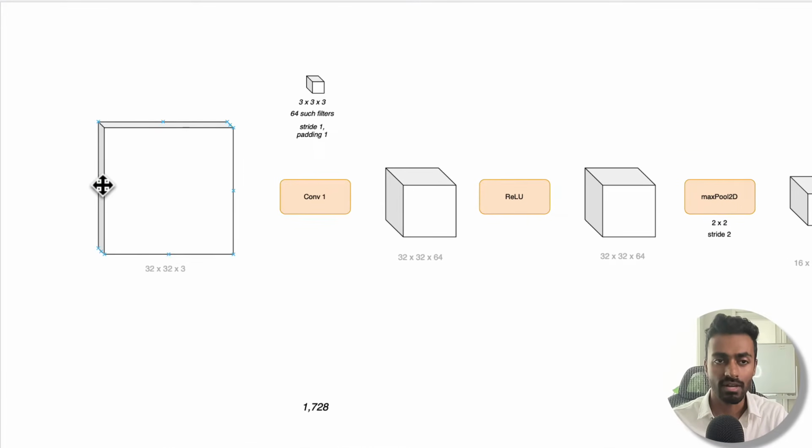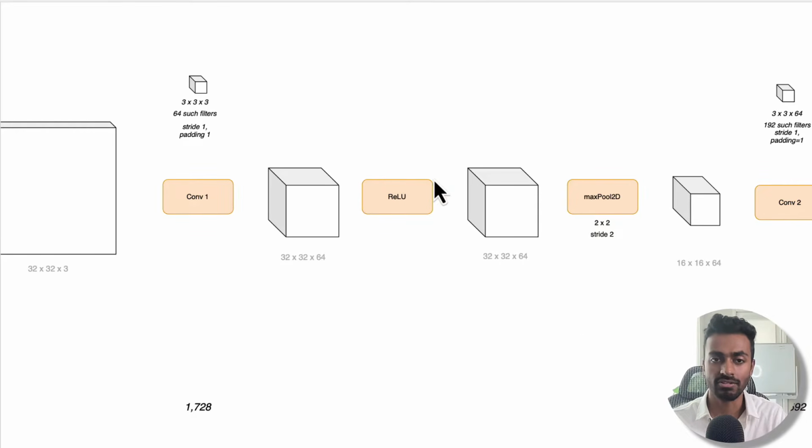This here is an input image of 32x32x3. We then perform a convolution with a 3x3x3 filter, and this is going to be slid over the entire input in order to get a 32x32 feature map. And we have 64 such filters, and hence the channel depth here becomes 64. This is going to capture details like edges in a specific orientation at a specific location within the image.